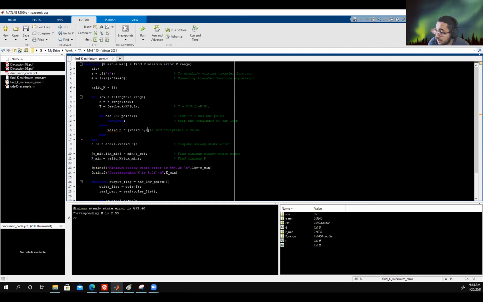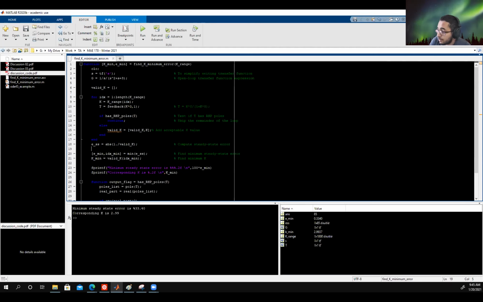And then we compute ESS. It's just going to be equal to the absolute value of 1 over k. And you notice the element-wise division here. This is an array, so I'm inverting every element in it.